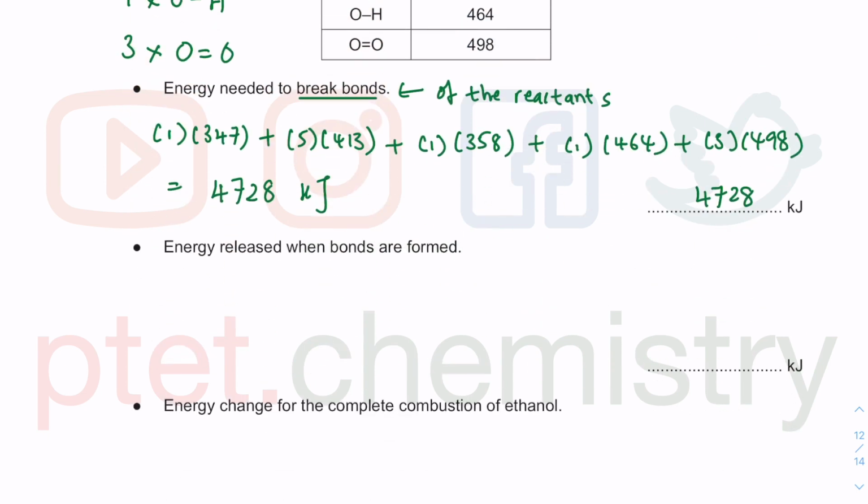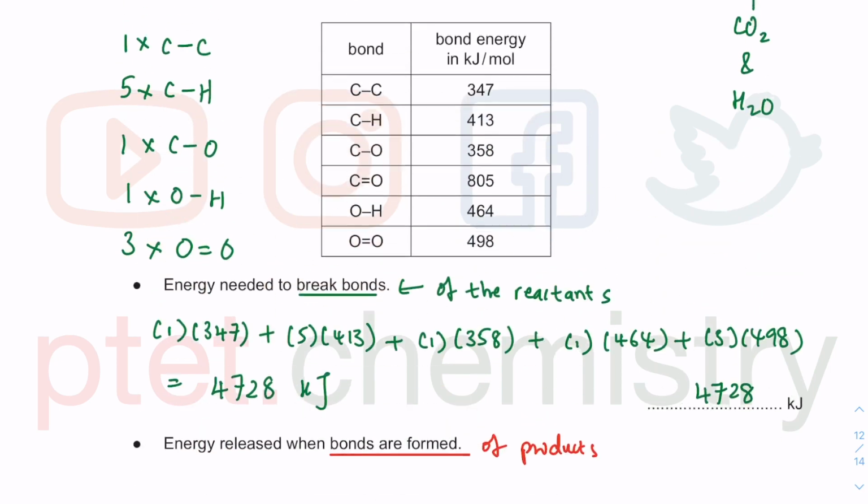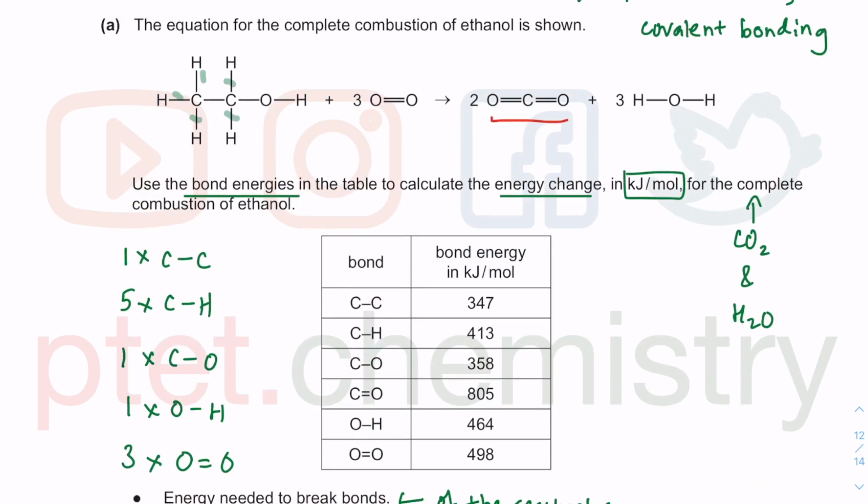In terms of the energy released when we form bonds, these are of the products. We have 2 times C double bond O in one molecule of CO2, but we're forming 2 molecules of it, so altogether 4 times C double bond O in total. Such that you will get it like this, and if you count, you will see 1, 2, 3, and 4 of this C double bond O covalent bond.